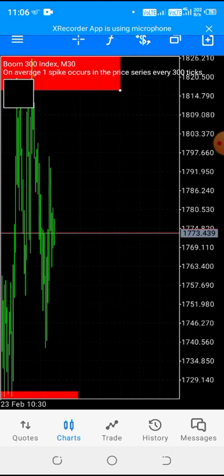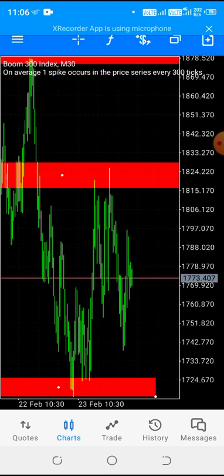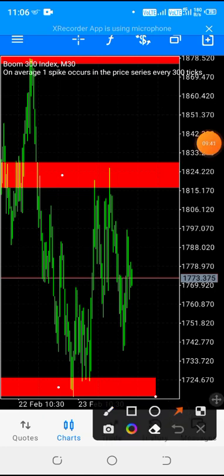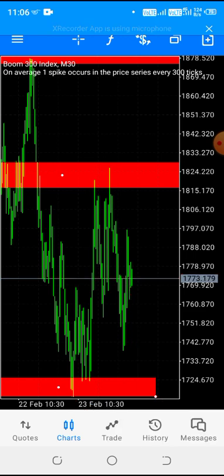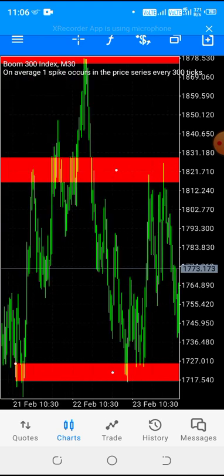So we wait for this market to come this way, then it may break this level. If it breaks this level downward, we wait for retracement, then we enter a sell in the 30 minutes time frame. So that is on Boom 300.